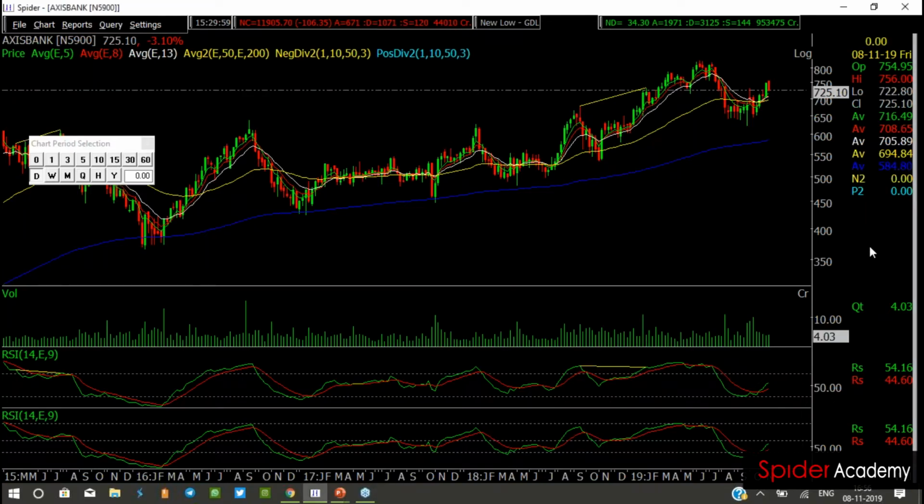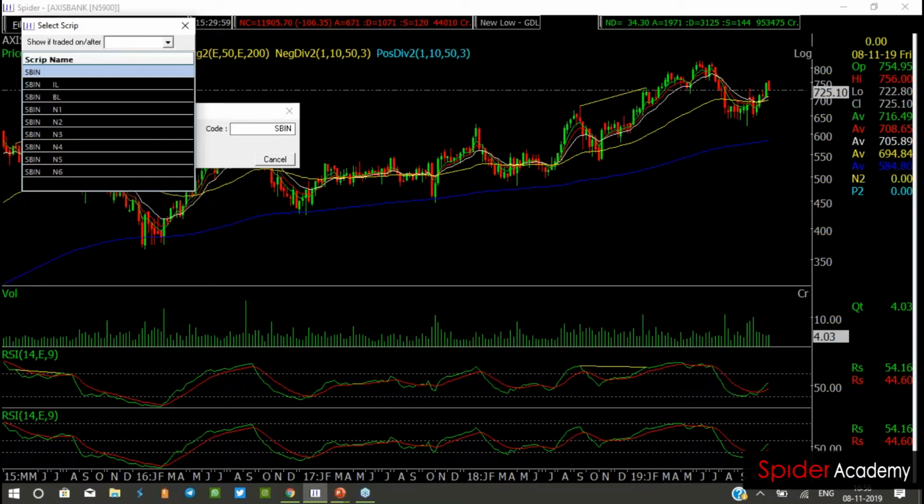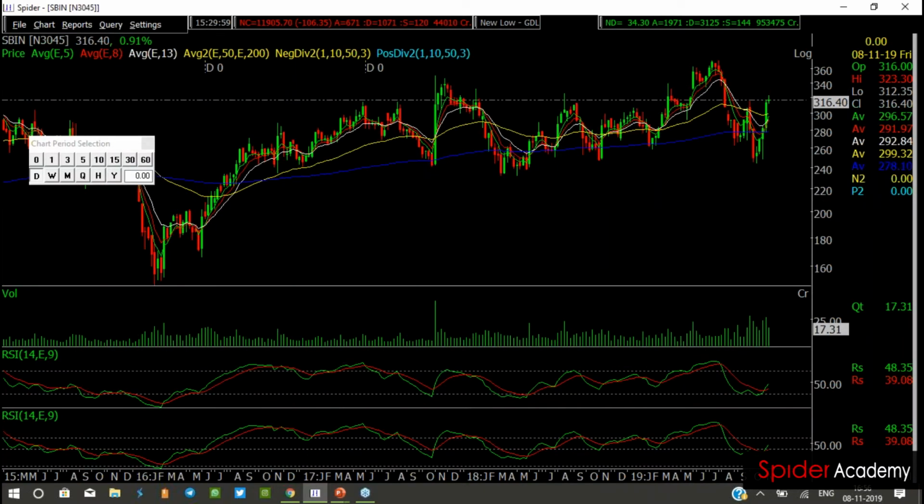Now we'll check on SBIN. Again, what do we see over here? The stock has been moving above and below this range, but not trending. See over here, when we see it is in a range over here, and now currently it is moving again back to the 60-40 level.